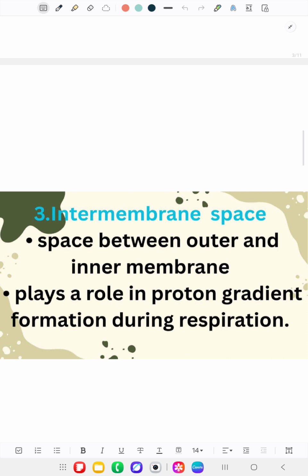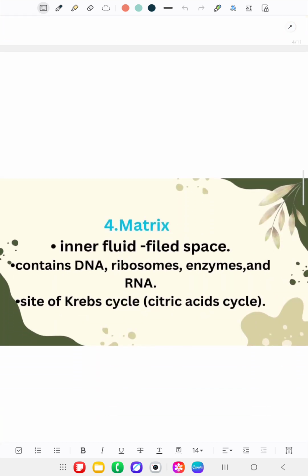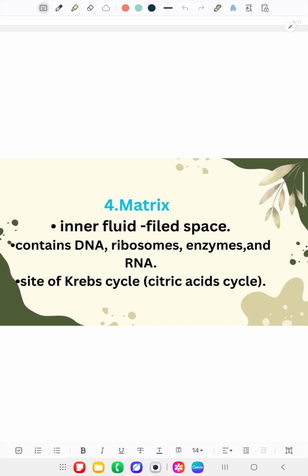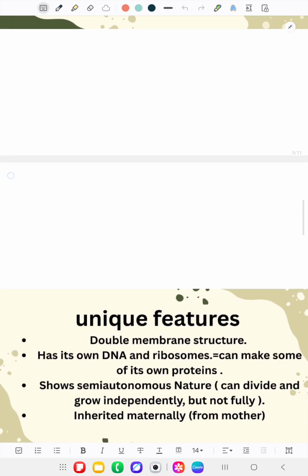Third, intermembrane space. The space between the outer and inner membrane plays a role in proton gradient formation during respiration. Fourth, matrix. The inner fluid-filled space contains DNA, ribosomes, enzymes, and RNA. The site of the Krebs cycle, that is the citric acid cycle.